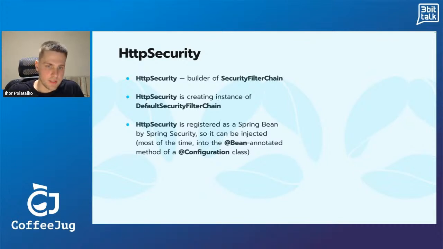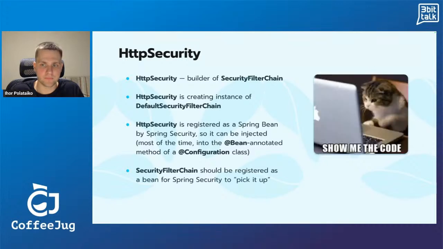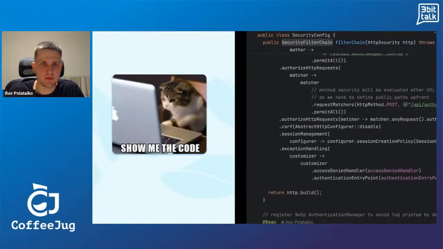And HttpSecurity is registered as a bean in Spring Security, so it can be injected pretty much everywhere where Spring Security supports injecting something, but most of the time it will be injected into a bean-annotated method of a configuration class, because this bean-annotated method should return a security filter chain, and this security filter chain should be registered as a bean for Spring Security to pick it up. So yeah, let's see how it looks in the code.